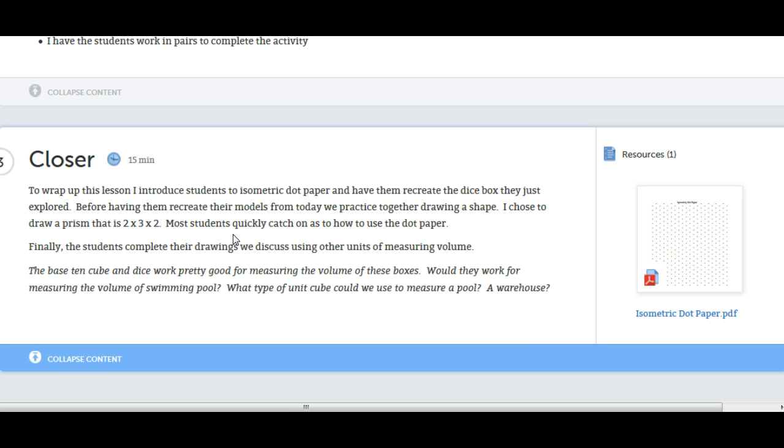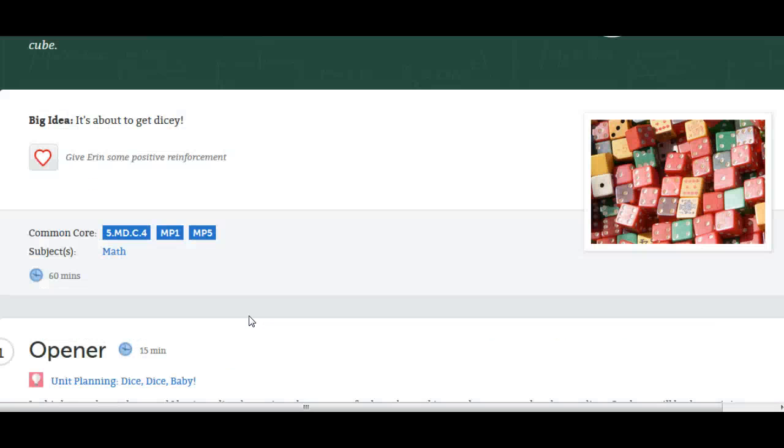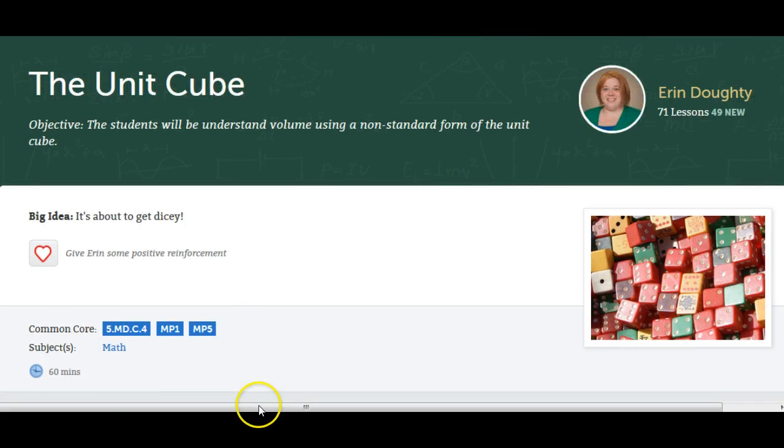Then we wrap up the day with talking about, well, we've used the base 10 cube, we've looked at using the dice as a unit cube. What would happen if we measured the volume of a pool or something bigger? So just getting them to think that the unit cube can be different sizes depending on what you are measuring. So that's a lengthy but overview of the lesson on the unit cube.